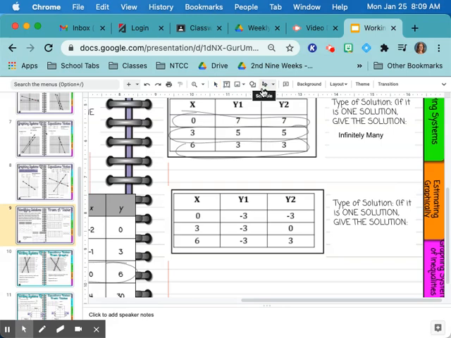Okay, the next one has lots of -3s, and I think that's just to try to confuse you, to not find the right one. But the only one that has y1 and y2 the exact same would be 0, -3.